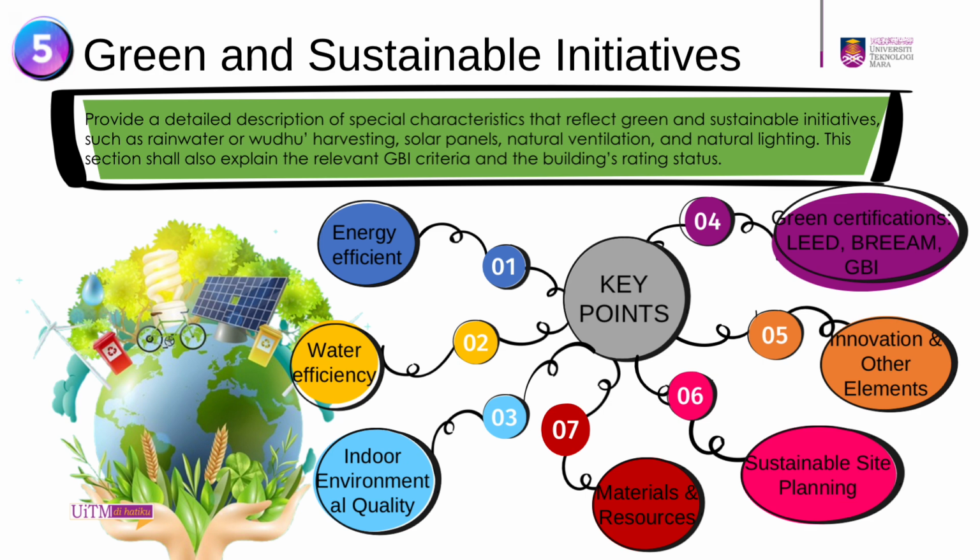5. Green and sustainable initiatives. Provide a detailed description of special characteristics that reflect green and sustainable initiatives, such as rainwater or wudu harvesting, solar panels, natural ventilation, and natural lighting. This section shall also explain the relevant GBI criteria and the building's rating status.